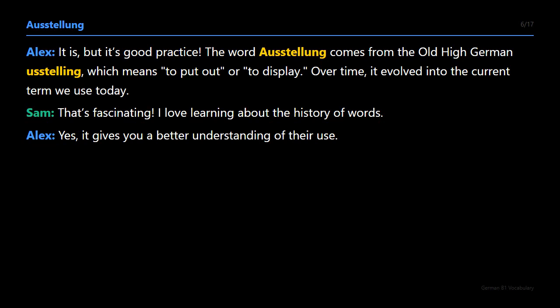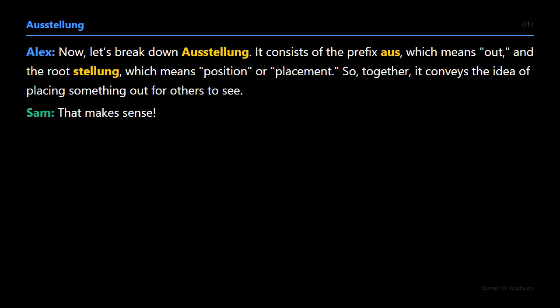That's fascinating. I love learning about the history of words. Yes, it gives you a better understanding of their use. Now, let's break down Ausstellung. It consists of the prefix aus, which means out, and the root Stellung, which means position or placement. So, together, it conveys the idea of placing something out for others to see. That makes sense.